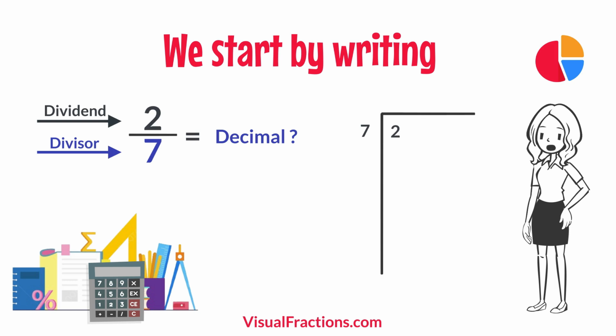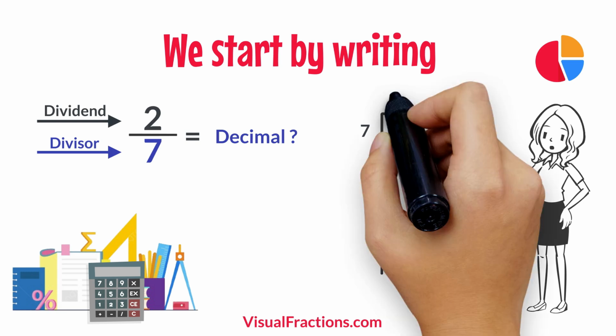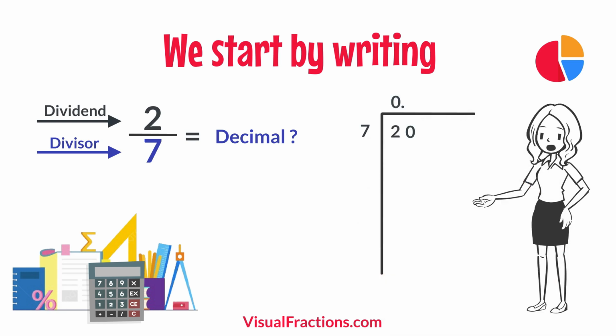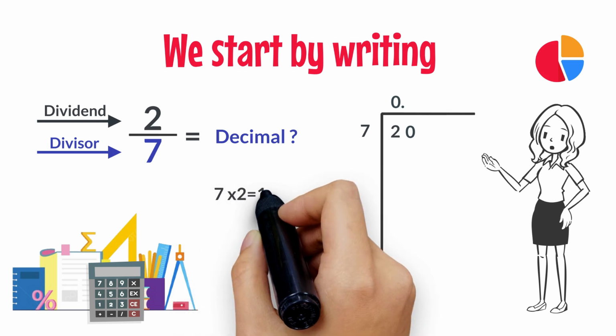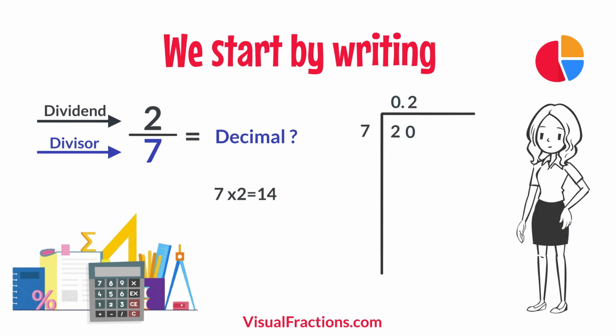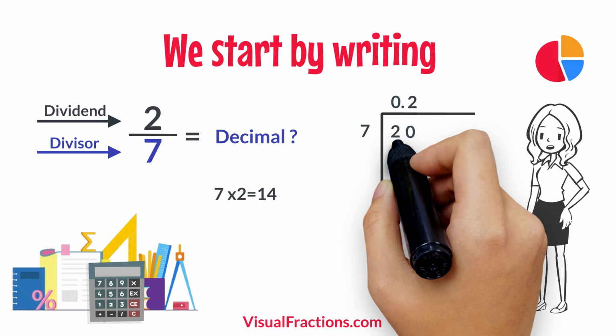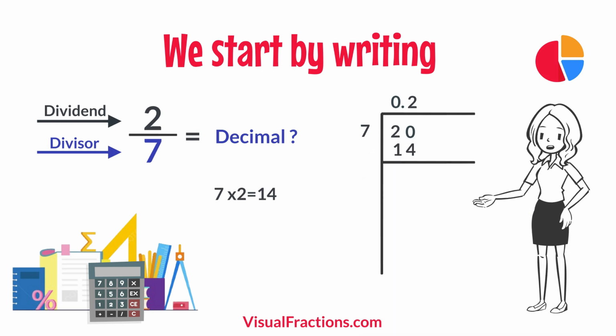We start by writing 2 as the dividend and 7 as the divisor. Since 7 doesn't fit into 2, we add a decimal point in our answer and append a 0 to 2, making it 20. How many times does 7 go into 20? Exactly 2 times. We write 2 after the decimal point in the quotient. Multiplying 2 by 7 gives us 14. When we subtract 14 from 20, we get a remainder of 6.